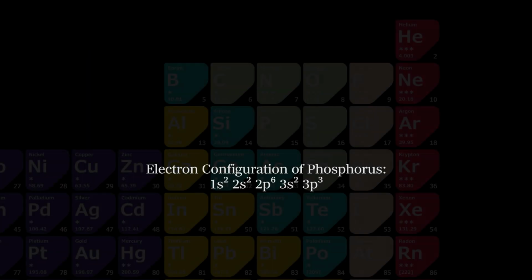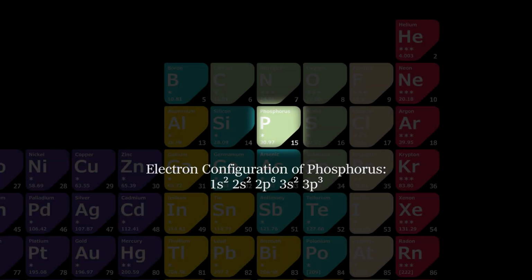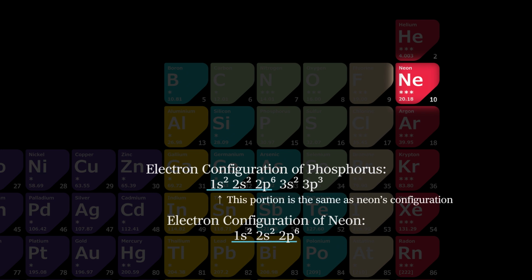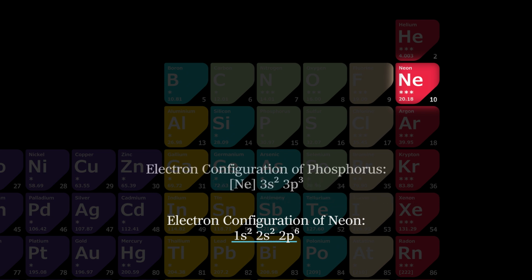For instance, instead of writing out the full configuration for phosphorus, we can simplify it using neon, the nearest noble gas before phosphorus. Its full configuration of 1s2, 2s2, 2p6, 3s2, 3p3 can be written as [Ne] 3s2, 3p3. Here, [Ne] represents the electron configuration of neon, 1s2, 2s2, 2p6.